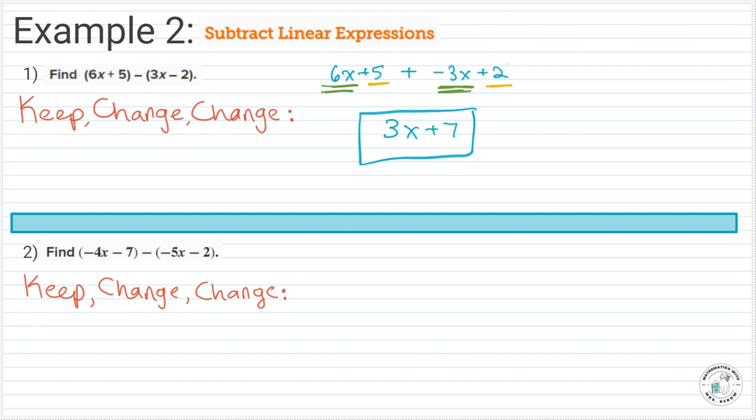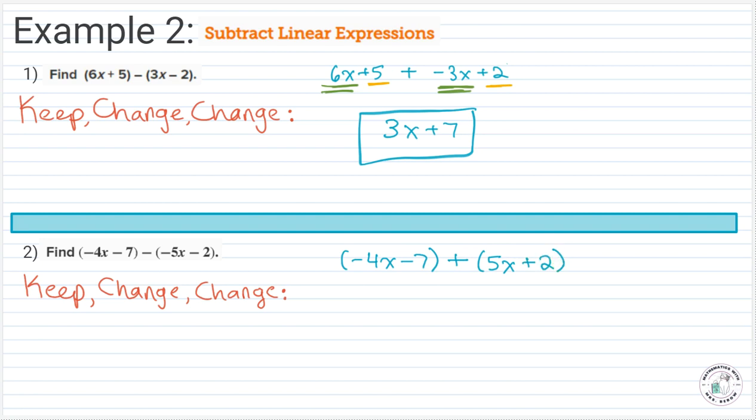So let's try the second one on this slide. It says find negative 4x minus 7 minus this quantity, this linear expression, negative 5x minus 2. Again, our trick is to keep, change, change. We're going to keep the negative 4x minus 7. We're going to change the subtraction to addition, and then the negative 5x minus 2, we're going to change to the opposite, a positive 5x and then plus 2. So instead of subtracting 2, plus 2.